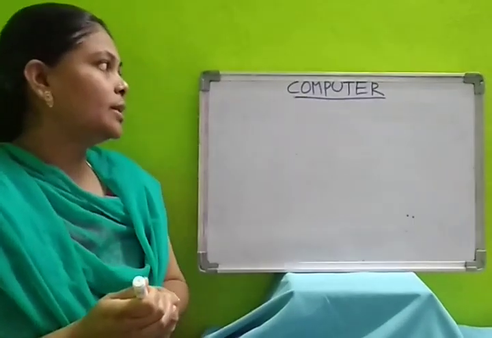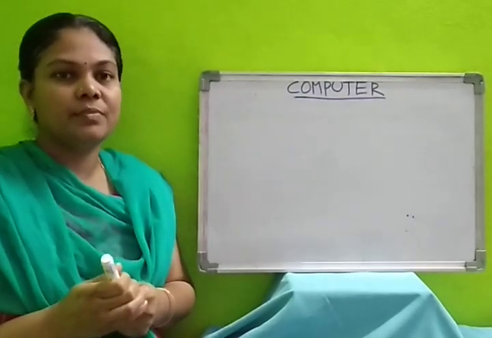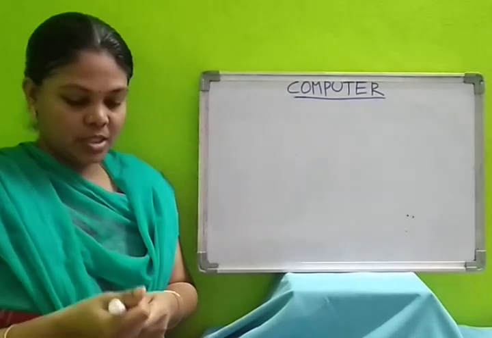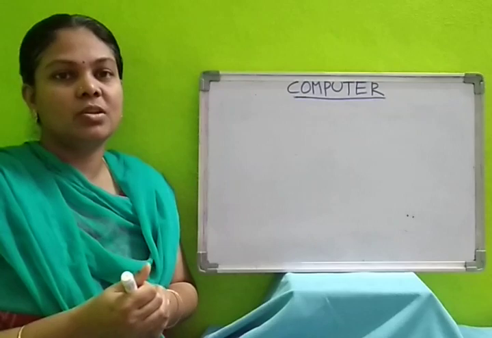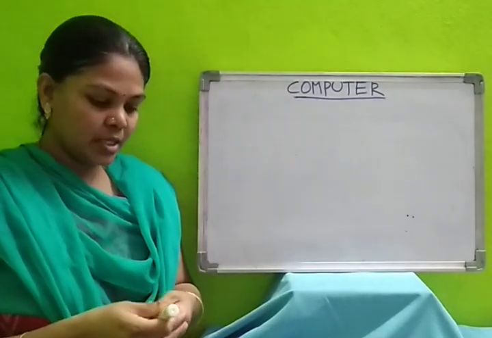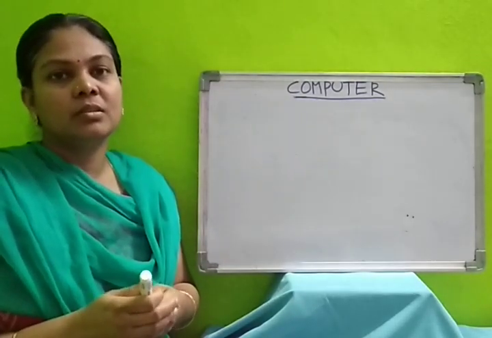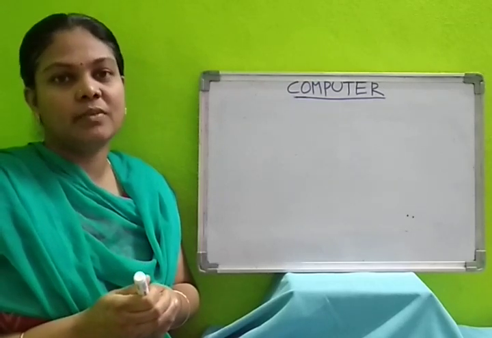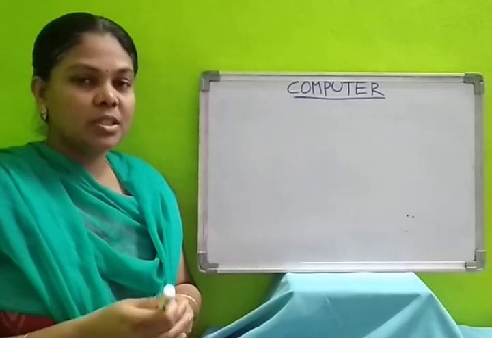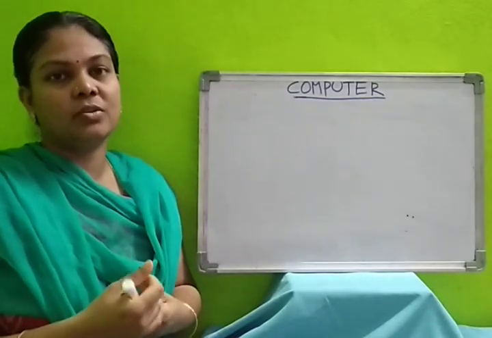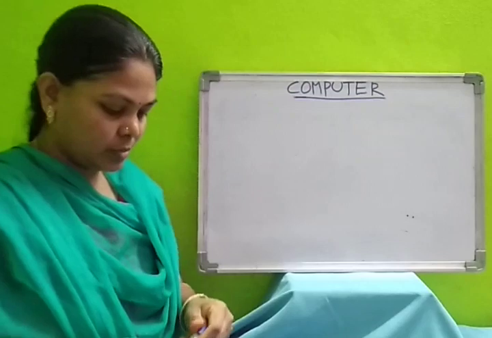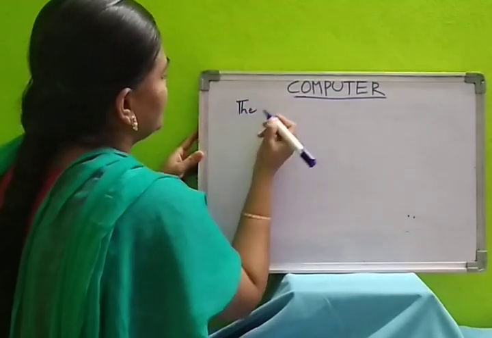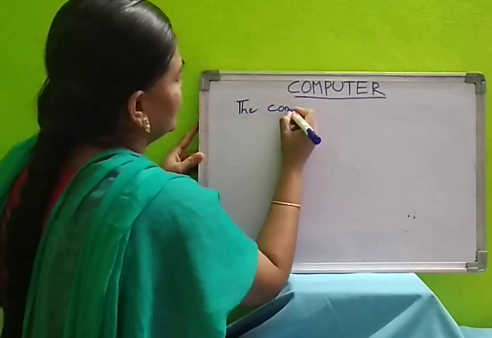Today we are going to learn about computers. What's our lesson name? The computer system. In the last class we learned about the different sizes and different types of computers, and hardware. In hardware, we learned about input devices and output devices. The second part is software. Today we are going to learn about software.